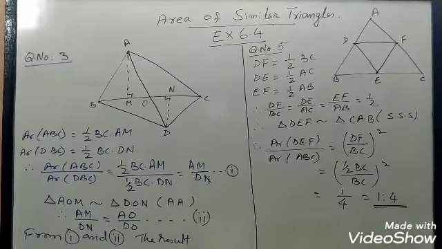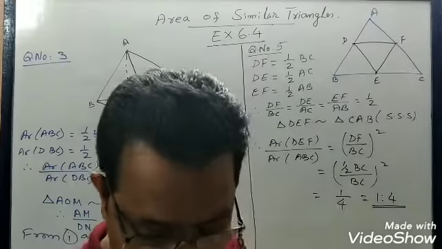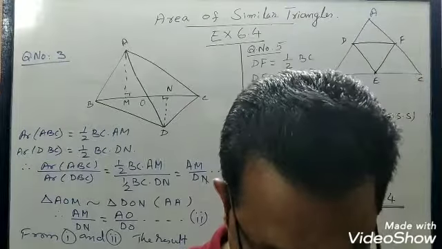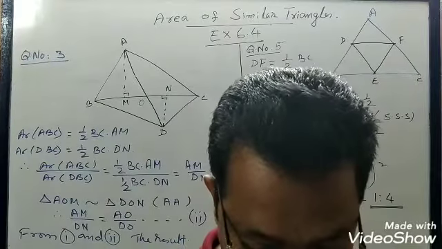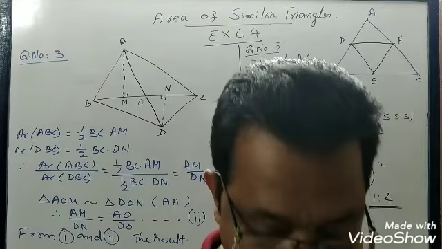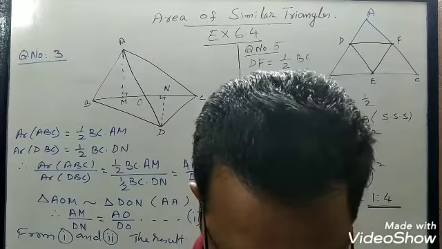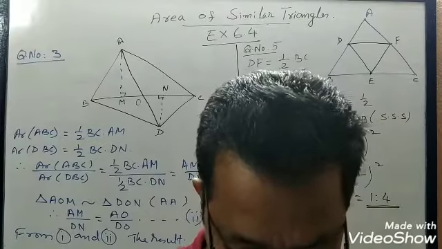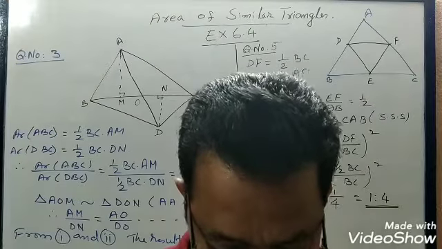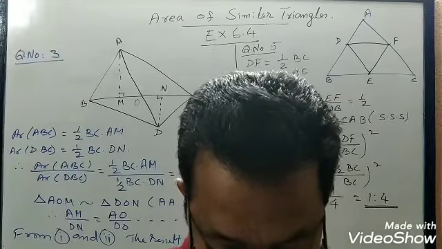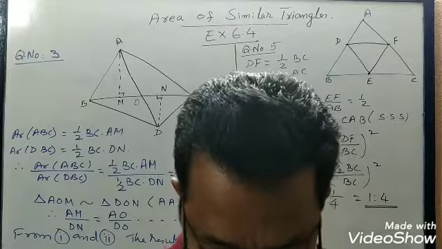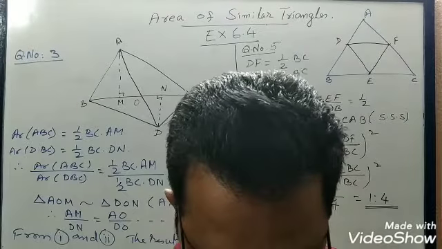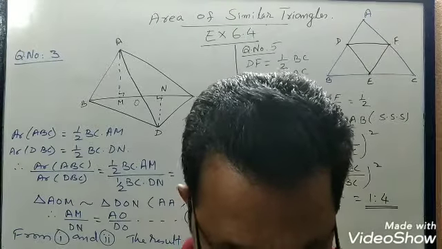Now we will solve question number 3 of your NCERT book. What is question number 3? Page number 144. In figure 6.44, ABC and DBC are two triangles on the same side of the same base BC. If AD intersects BC at O, show that area of triangle ABC by area of triangle DBC is equal to AO by DO.